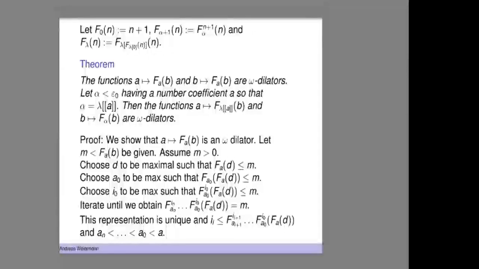Now what's the point here? The point here is this is an if and only if. So if m has a normal form, then these two conditions hold. And if these two conditions hold, then m has a normal form.